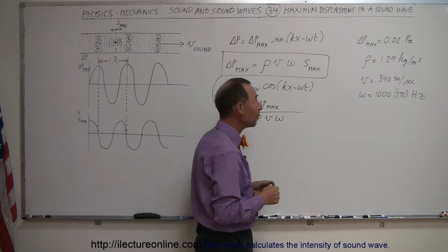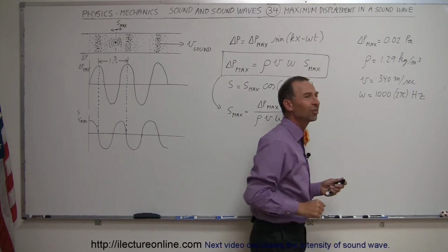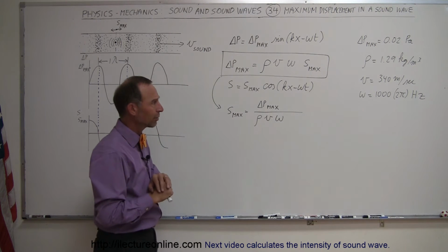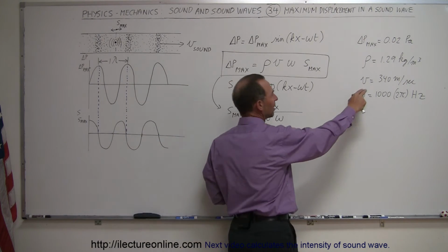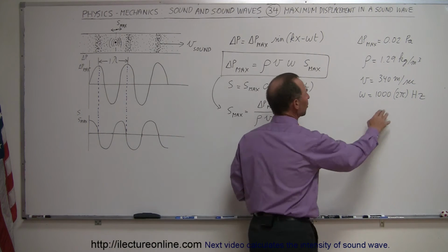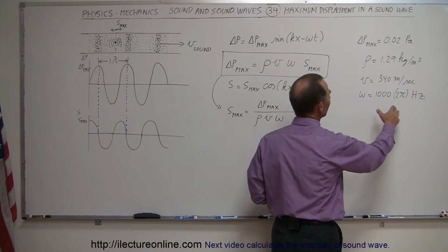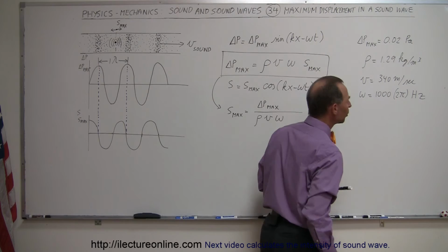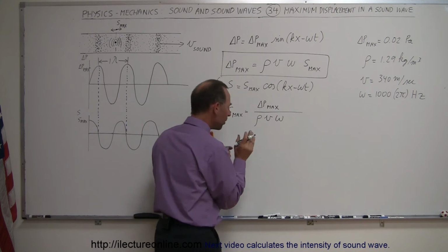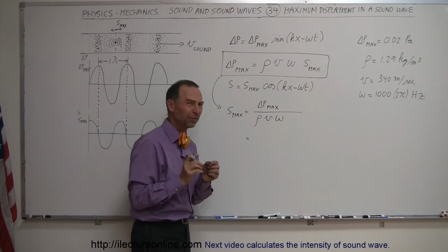So let's say we have a wave where the maximum pressure difference is 0.02 pascals, so 2/100ths of a pascal. The density of air, typically about 1.29 kilograms per cubic meter. The velocity of sound in air, 340 meters per second. And let's say we're dealing with a frequency that's 1,000 hertz, and of course then omega, which is the angular frequency, or radial frequency, would be 2 pi times that amount, and that would be the frequency needed for this equation. Let's now plug those numbers in and see what we get. So how much is the displacement of the air under these circumstances? Or I should say the displacement of the air molecules.